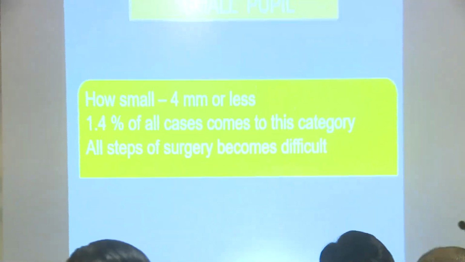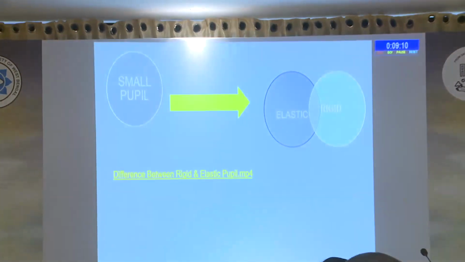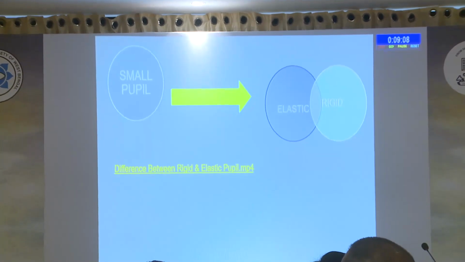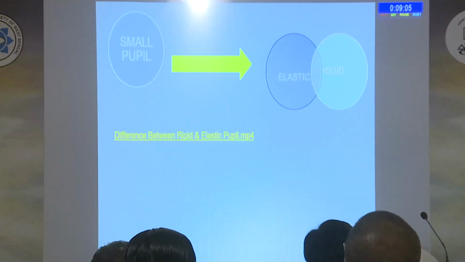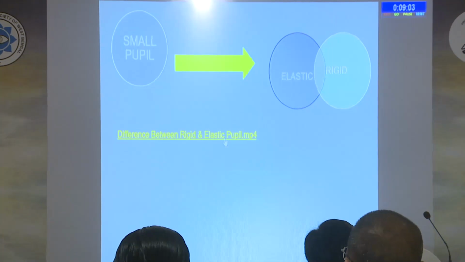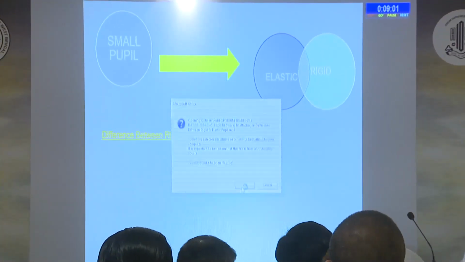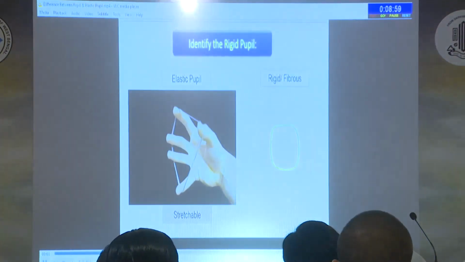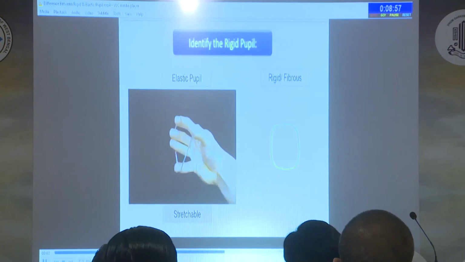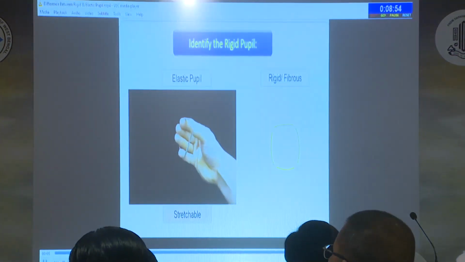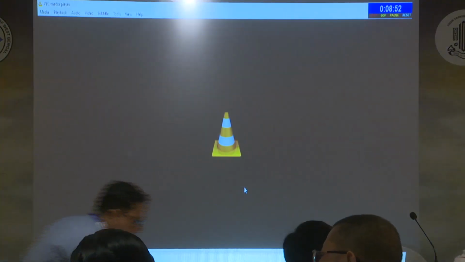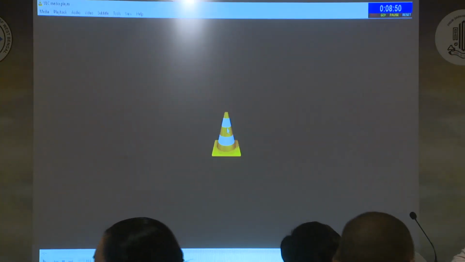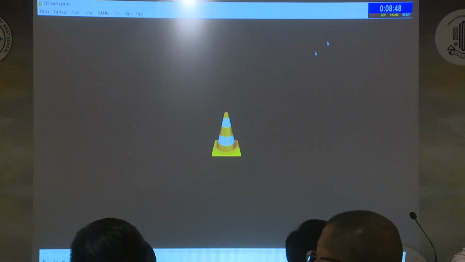The small pupil, how small? It may be 4 millimeter or less. 1.4% of all cases come to this category. All steps of surgery become difficult. Now a small pupil may be elastic or it may be rigid. How to find the difference between the elastic pupil and the rigid pupil? This is a stretchable elastic pupil, as we see in case of IFIS, whereas a rigid or fibrous pupil may be tearable or stretchable.